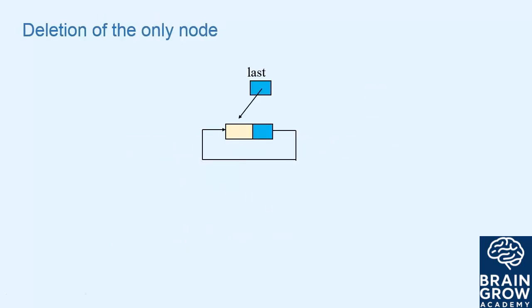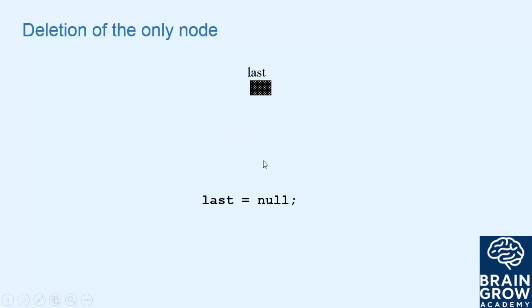Now, let's see how we can delete the only node of the list. For deleting the only node of the list, we just have to write last is equal to null. And this node will be removed from the list.